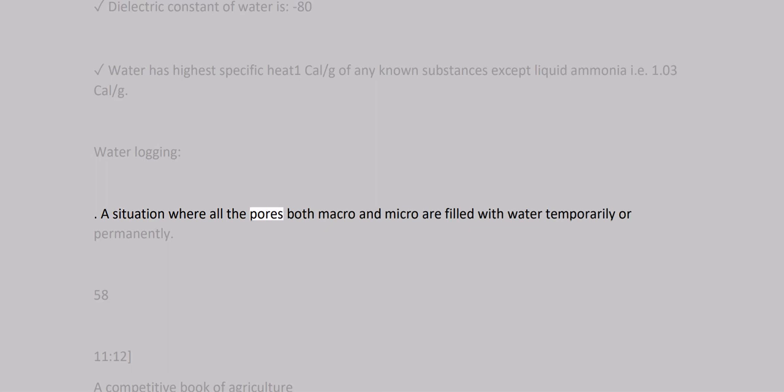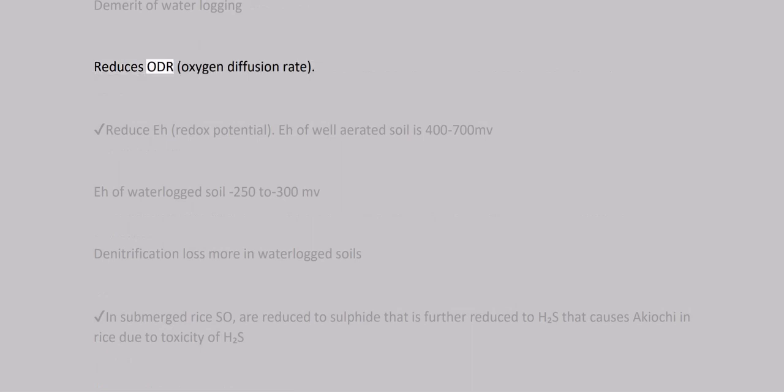A situation where all the pores, both macro and micro, are filled with water temporarily or permanently. Demerits of water logging: reduces ODR, oxygen diffusion rate. Reduces Eh, redox potential. Eh of well aerated soil is 400-700 mV. Eh of waterlogged soil is minus 250 to minus 300 mV. Denitrification loss is more in waterlogged soils.